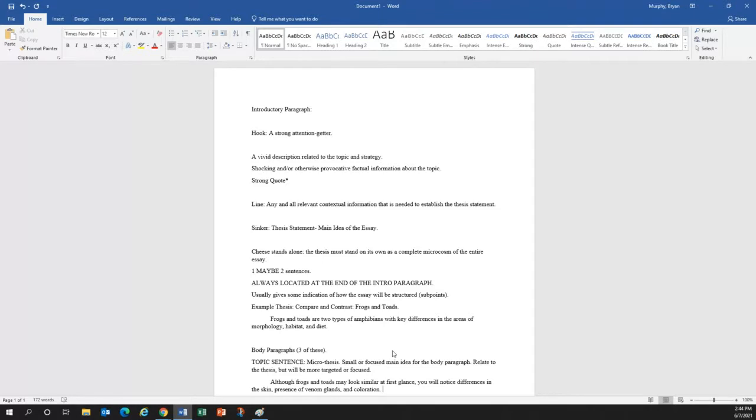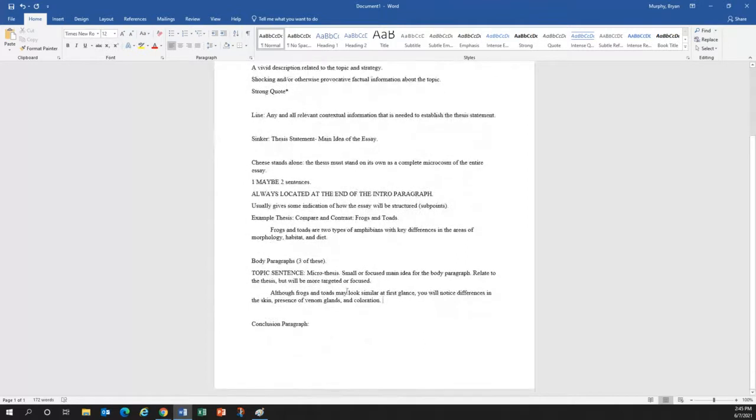So, all right, we've got all of the stuff that we're going to talk about in this body paragraph. It's very specific. It's very targeted. What are we going to talk about? Well, first we're going to talk about the skin, then the venom glands, and then the coloration. It's a topic sentence. Does it relate directly to the thesis statement that we made? Sure does. Is it specific? Yes. Is it a microcosm of the thesis? Yes. So all of the bases are hit there. That is a good example of a topic sentence. So let's do another one.